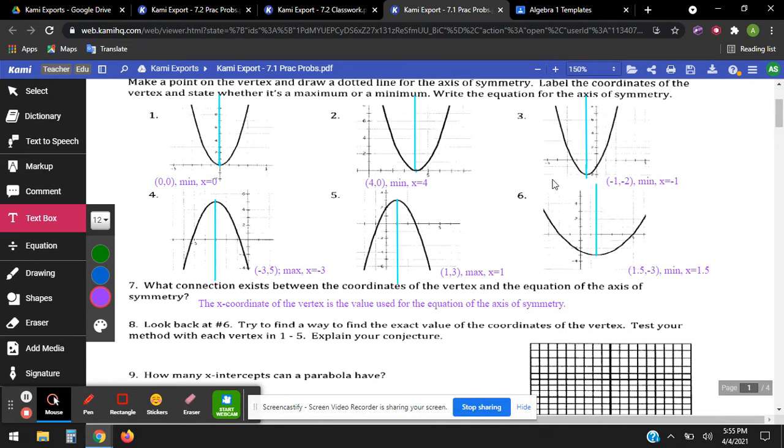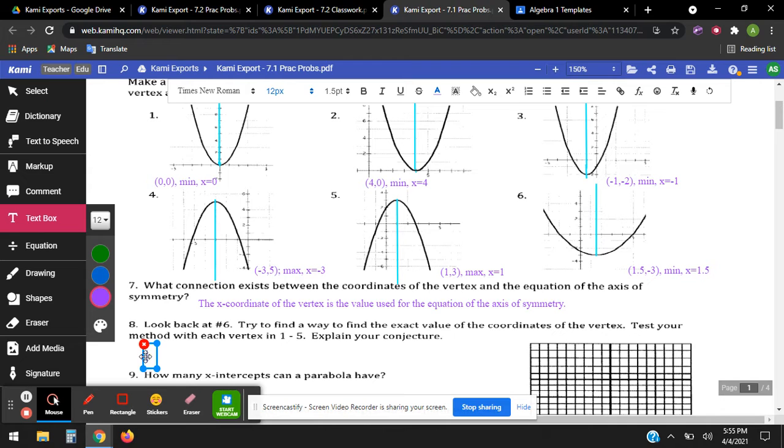1 1/4, 1 1/4. So I'm going to say that my vertex is halfway between the x-intercepts. I'm not sure if I can figure out where my x crosses. It looks like it's usually about halfway in between.